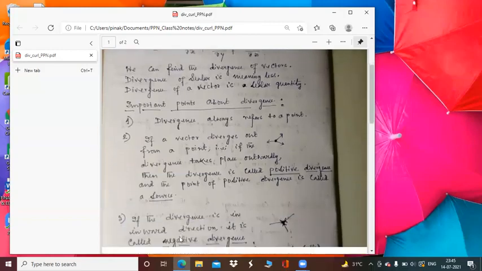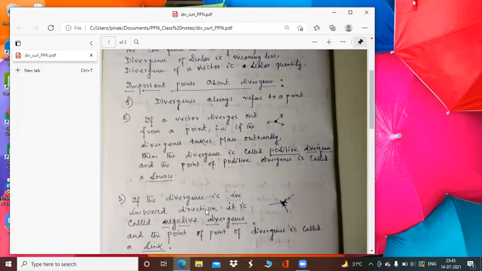Now, point number 3. If the divergence is in inward direction, again refer to this figure. Suppose this is the point of divergence, and you can see some vectors are coming into this point. That means here the divergence is in inward direction. Then it is called negative divergence, and the point of negative divergence is called a sink.